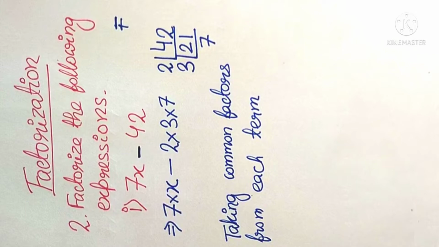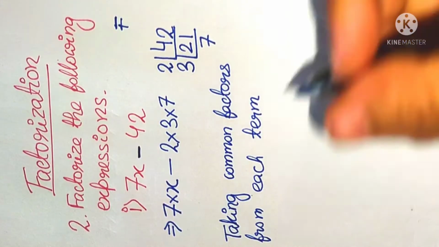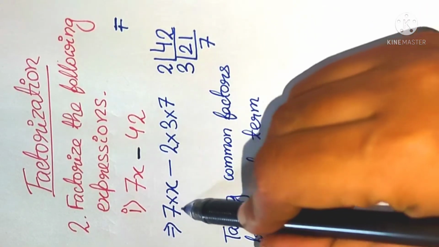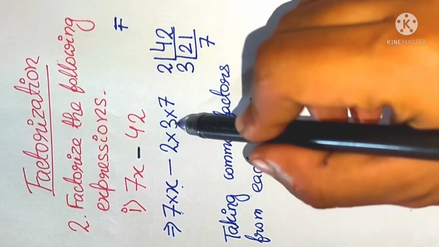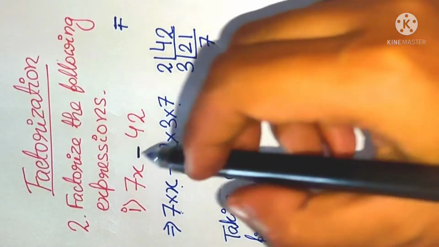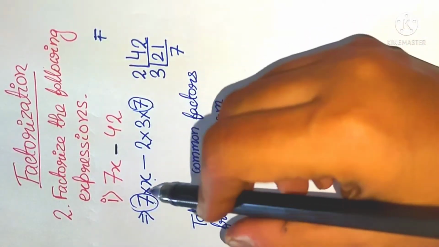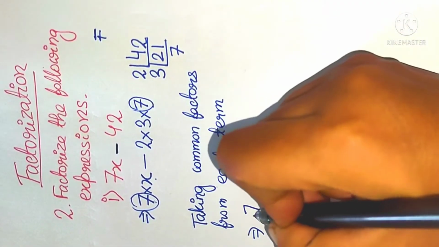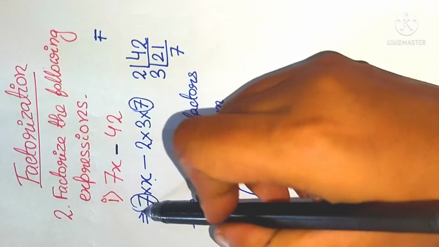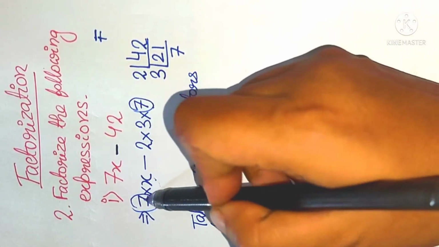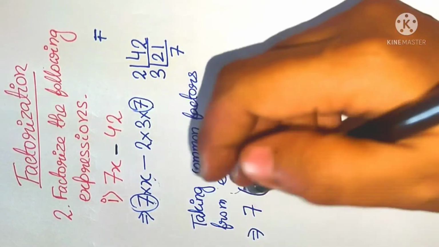Now next step will be taking common factors from each term. So here we have 7x, here we have 2 into 3 into 7. Which one is common? You can see we have 7 in both the terms. So 7 is the common factor. So write 7 here, start with the bracket. Now if we take 7 from the first term, what will we be left with? We will be left with x.